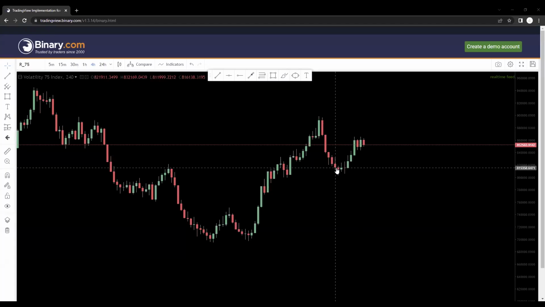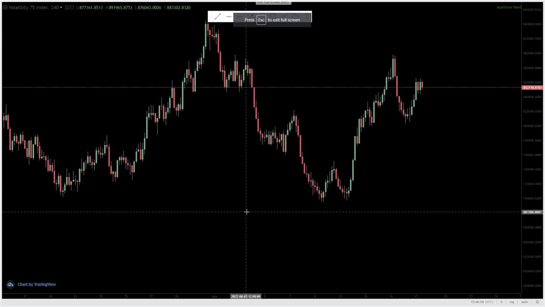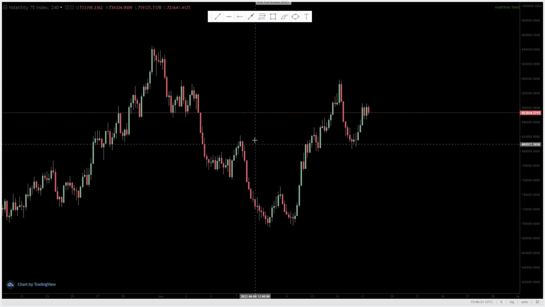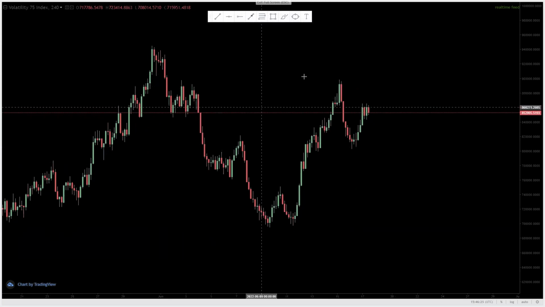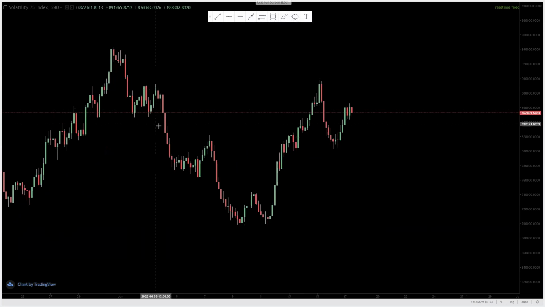So according to the principle, you discover that order blocks are candles where market makers or the big banks have placed their trades. That is the principle of order blocks.